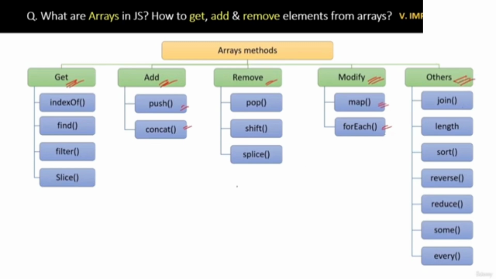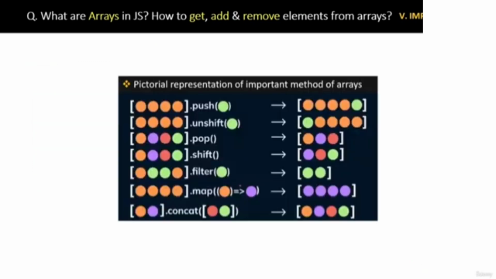I will discuss all these methods one by one in upcoming questions, but here is a quick summary of some important methods. The push method is used to add given elements at the end of the array. The unshift method is used to add the given element at the start of the array. Then the pop method is used to remove the last element of the array. The shift method is used to remove the first element of the array.